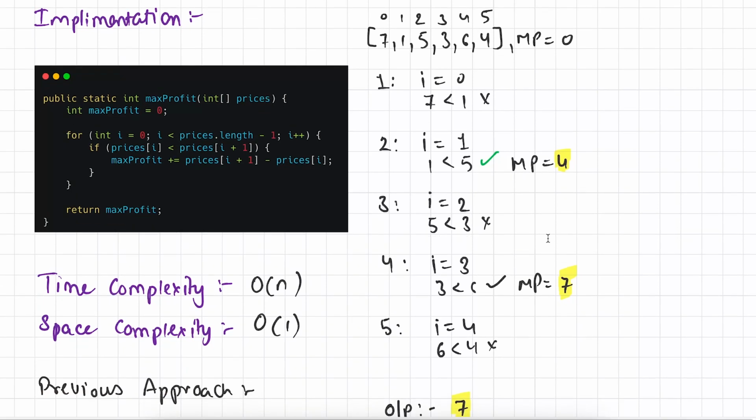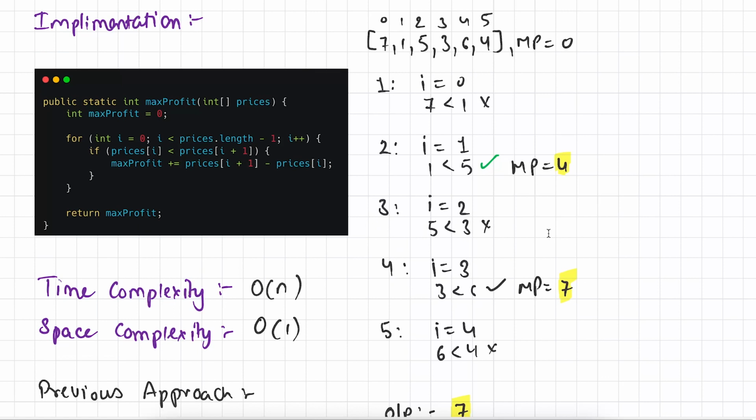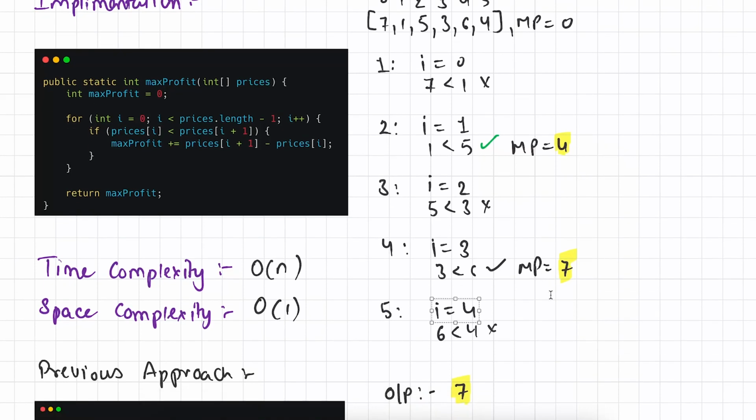In next iteration, the value of I becomes 3, and 3 is less than 6 this time. So again we can make profit here. So we book our profit. 6 minus 3 is 3 plus the previous profit, 4 plus 3 is equal to 7, and then we move to next day. In next day the value of I becomes 4. We check if 6 is less than 4 or not, and 6 is not less than 4.